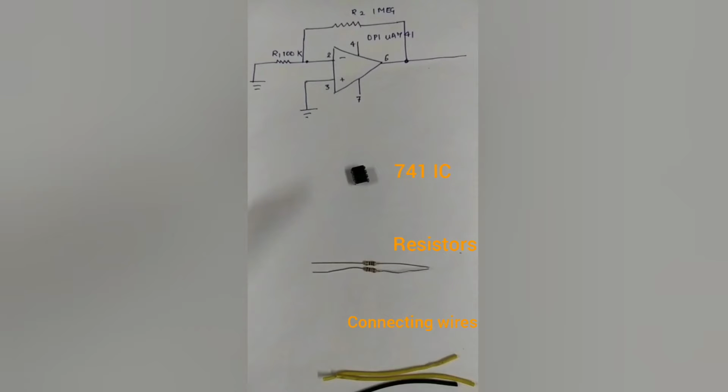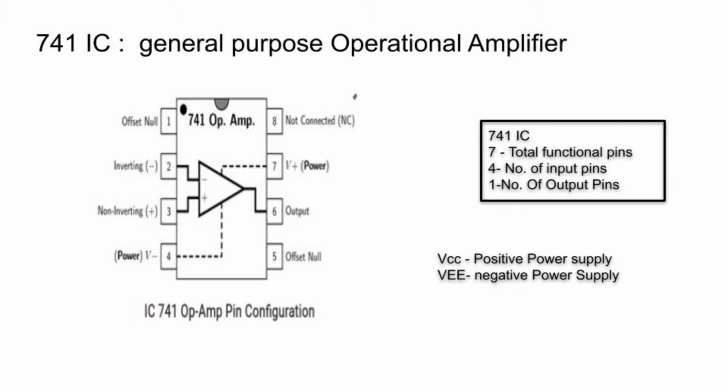Now let's have a look at the components that we need for the experiment. We need one 741 IC, one resistor of 100 kilo ohm and one resistor of 1 mega ohm, and a few connecting wires. Now what is 741 IC? It is a general purpose operational amplifier.